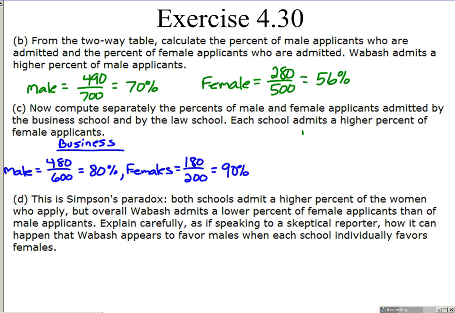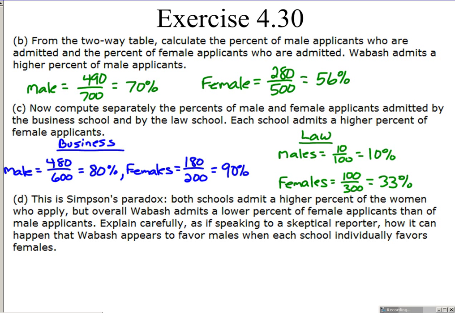Let's look at the law school. In the law school, they admit 10 out of 100 males, or 10% of the males. Females, they admit 100 out of the 300 that apply. They admit 33%. So at the law school, they admit a higher percent of females than males.